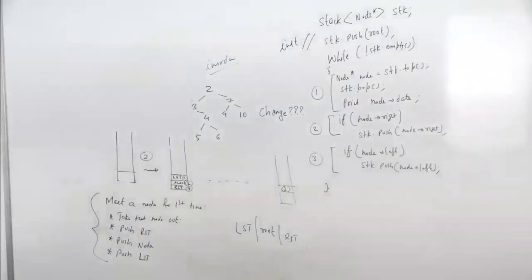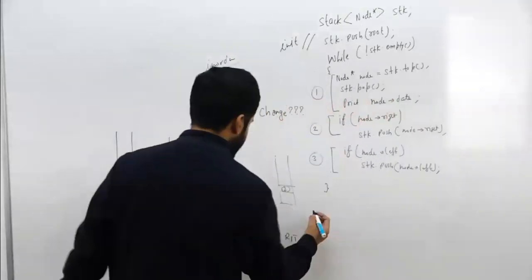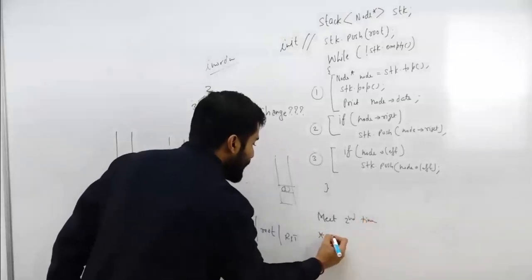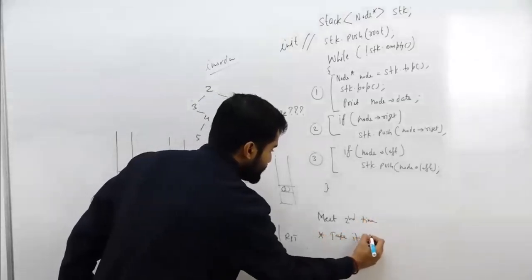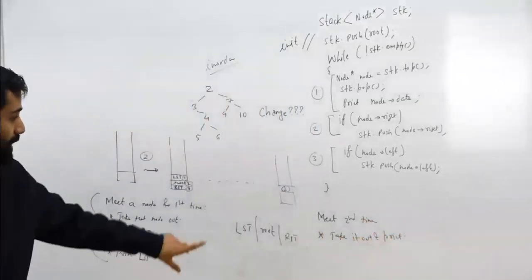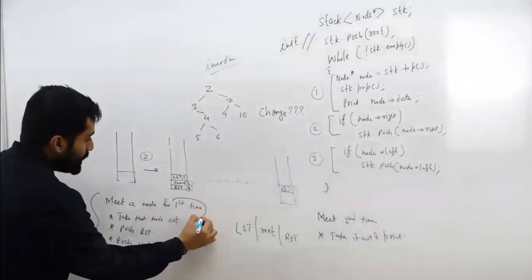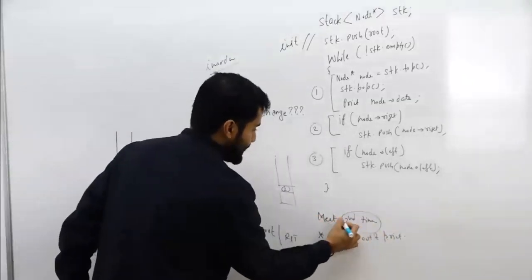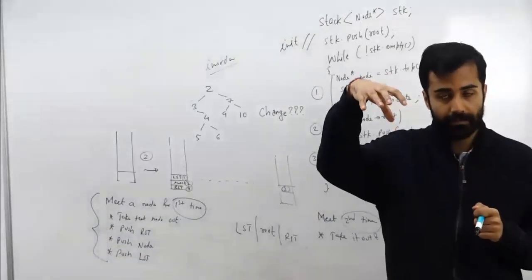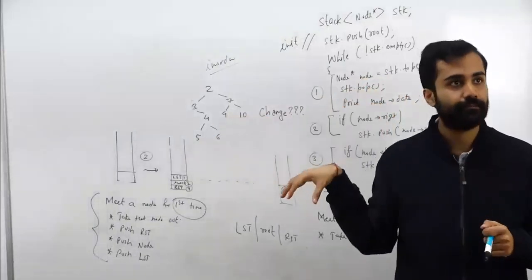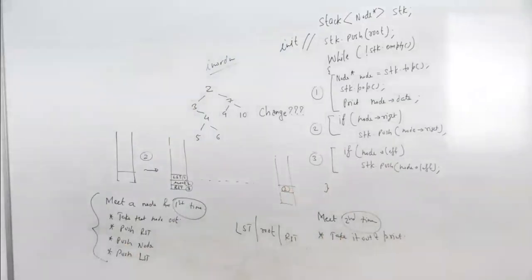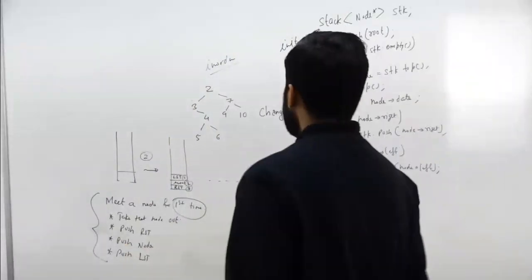But when you see a node for the second time, then all that you have to do is take it out and print. Take it out and print and let it go. So now there are 2 things to understand: how to distinguish between first time and second time, how to figure out whether the node that I am seeing at the top is being seen for the first time or the second time. We have to distinguish that. Now, how to distinguish it? You can do that by using a flag.